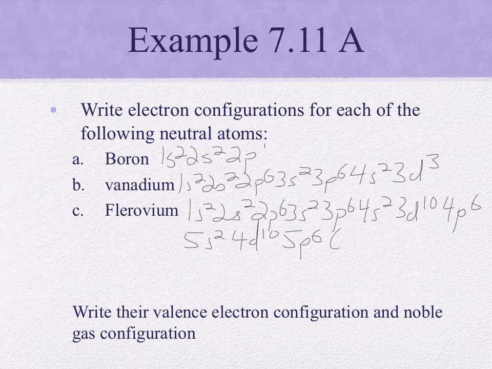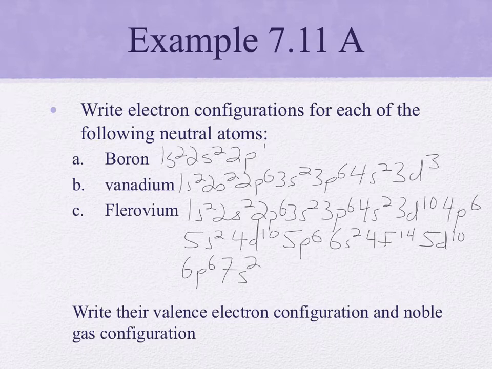Next row we go 6s2, and this is where there's a break in the periodic table, 4f14. 5d10, it goes back up, and then back out to 6p6. And then the last shell, the last row of the periodic table, 7th shell, 7s2. Now the F block goes down to 5f14, 6d10, and 7p2.